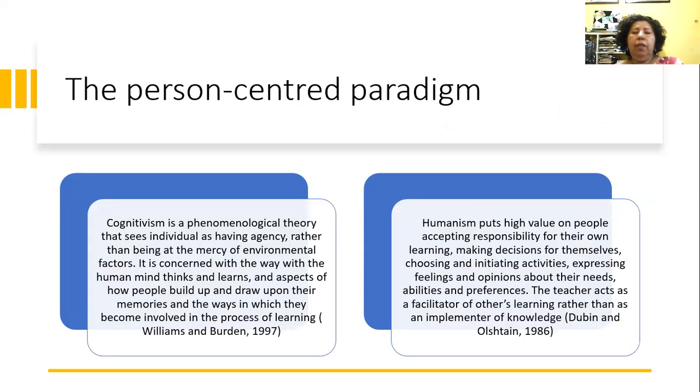There are two important theories that have to do with this person-centered paradigm, which are cognitivism and humanism. Cognitivism is a phenomenological theory that sees individuals as having agency rather than being at the mercy of environmental factors. It is concerned with the way the human mind thinks and learns, and aspects of how people build up and draw upon their memories and the ways in which they become involved in the process.